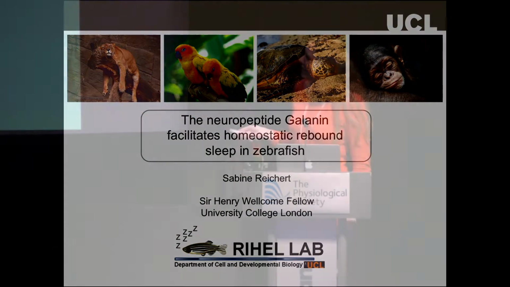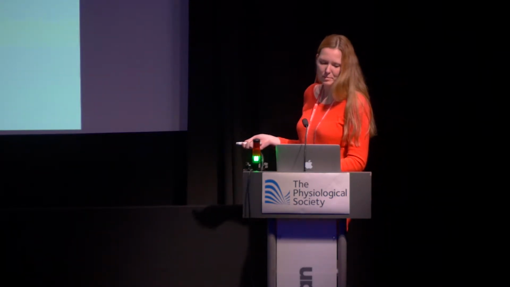So basically, as Jason has already introduced, the Zebrafish is a really nice model to study sleep states as well. And I'm going to tell you a bit today about the role of Galanin that we think it has in the regulation of rebound sleep.